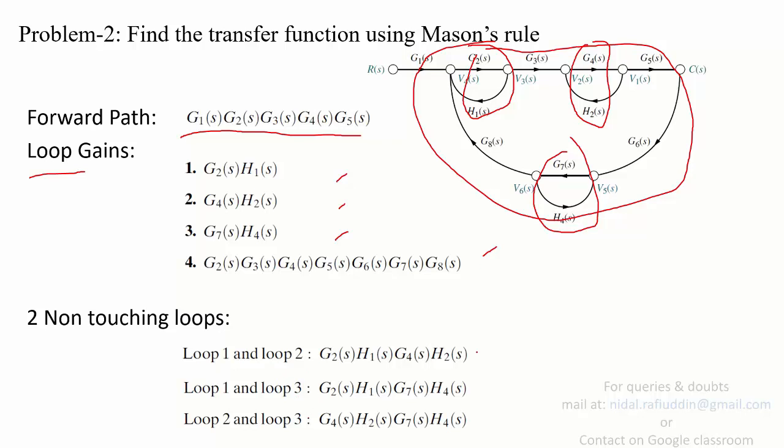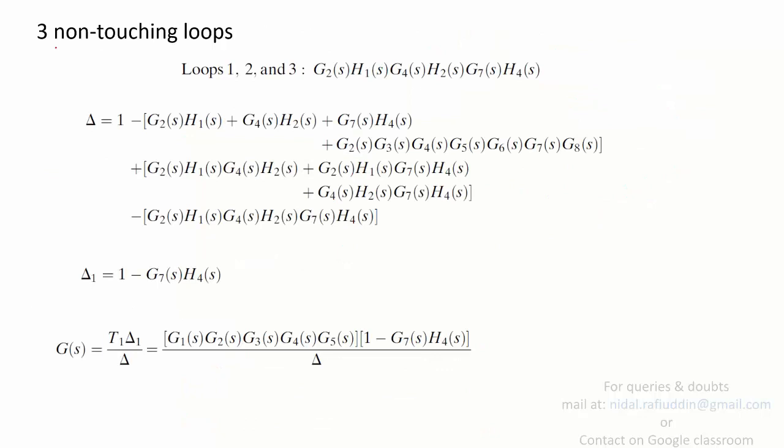Then you will have to identify three non-touching loops. From this figure, it is clear that loop 1 doesn't touch loop 2, and both of them don't touch loop 3. So there is one set of three non-touching loops. Loops 1, 2, 3 are non-touching, and hence their gain will be written as follows. They are multiplied. And we are going to substitute this in delta.